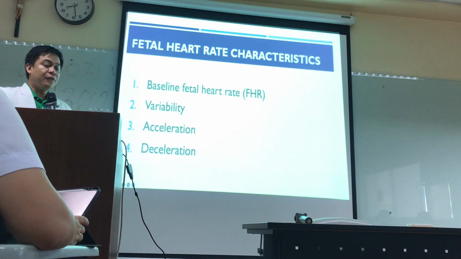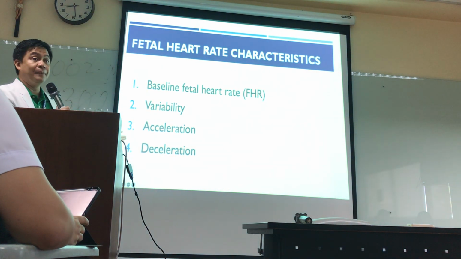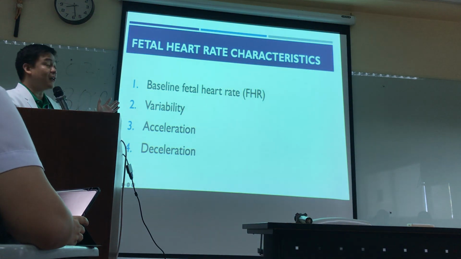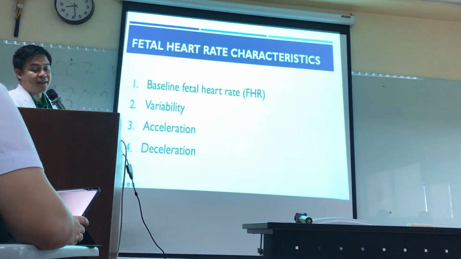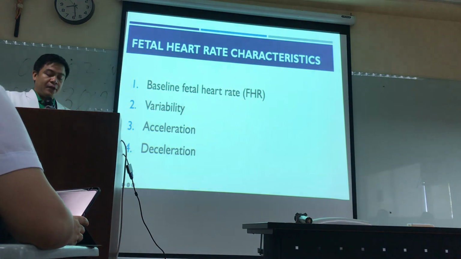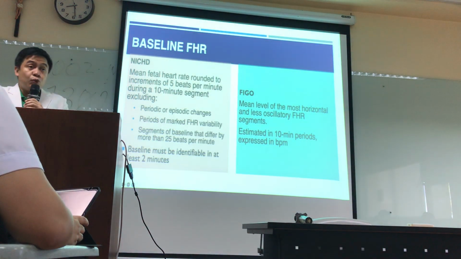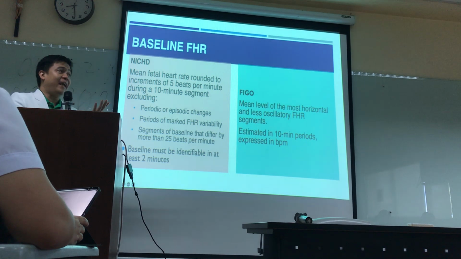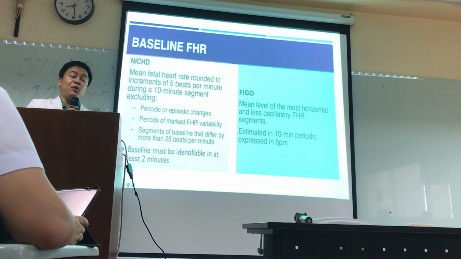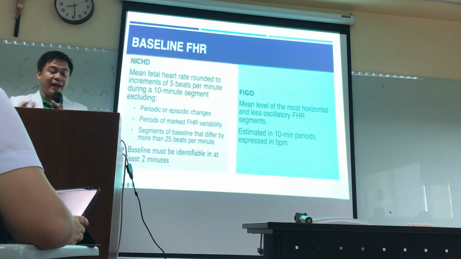For your fetal heart rate characteristics, you should know these four components: your baseline fetal heart rate, the variability, the accelerations, and the decelerations. Nowadays it's a bit confusing because you have to study two guidelines, the National Institute of Child Health and Human Development (NICHD) and also FIGO. They are slightly different, so we have to study that.